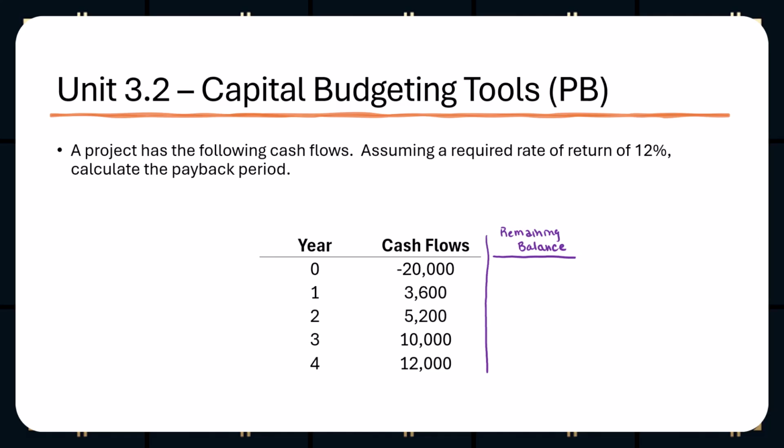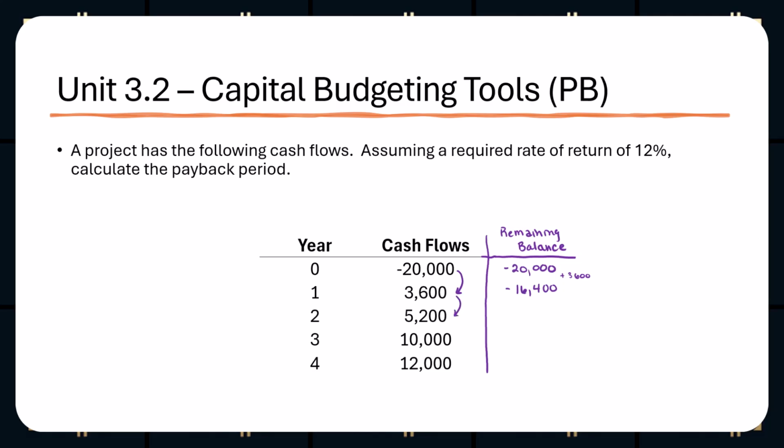Now, we are violating time value of money. We are summing cash flows along a timeline, but we are simply trying to find how long it will take, regardless of our discount rate, to pay back our initial cash flow. So our remaining balance today is going to be $20,000. Notice that in 1 year's time, we will receive $3,600. So we're going to add the $3,600 to our remaining balance, and what we will find is that what is left over is $16,400.